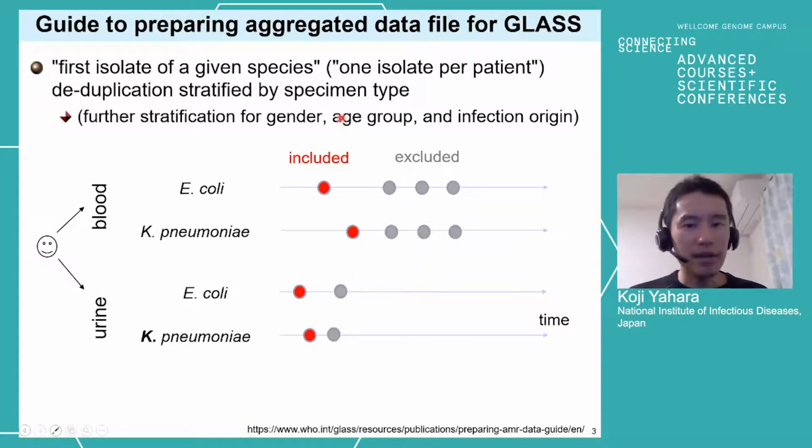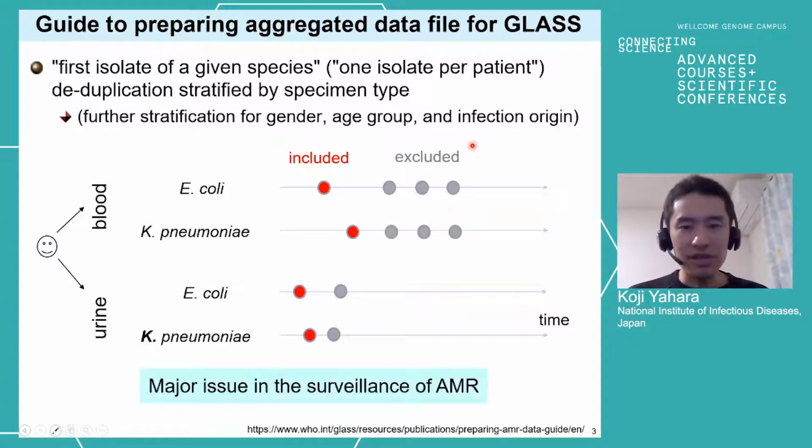According to the guide to preparing the aggregated data file for GLASS, it recommends first isolate of a given species or one isolate per patient de-duplication stratified by specimen type. It requires selection of only the first isolate of a given bacterial species per patient per surveillance period per specimen type, and furthermore, per gender, age group, and infection origin stratification.